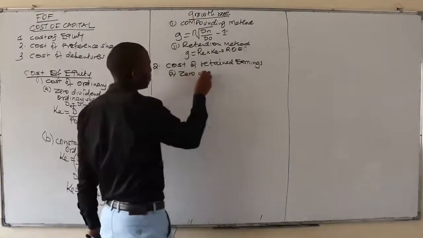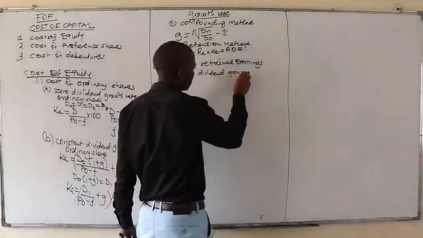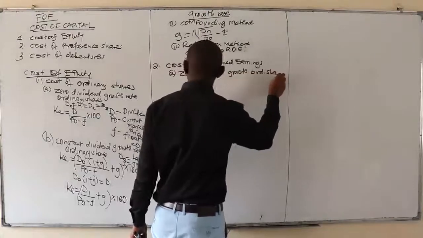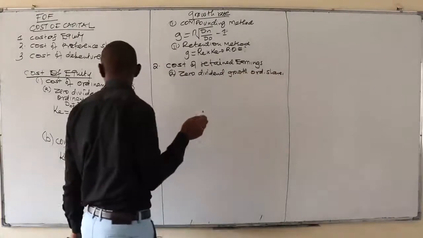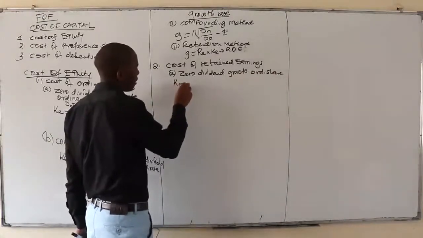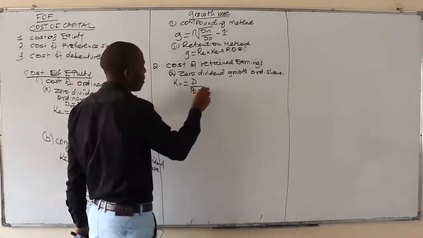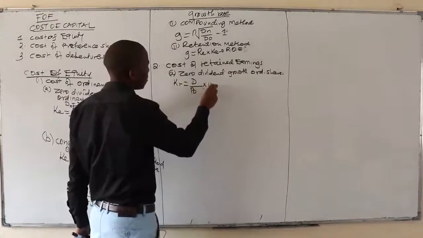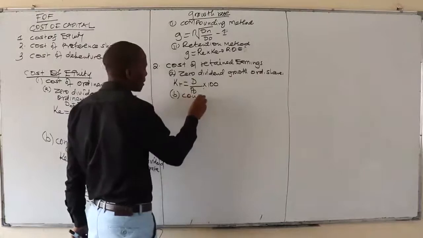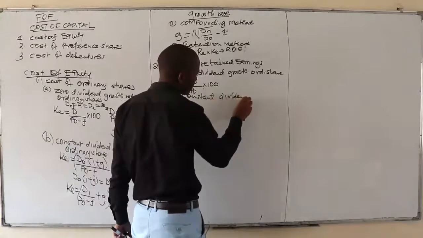In case of zero dividend growth rate ordinary shares, to get KR, the cost of retained earnings will be D all over P0, multiplied by 100. And the other one is the constant dividend growth rate ordinary shares.